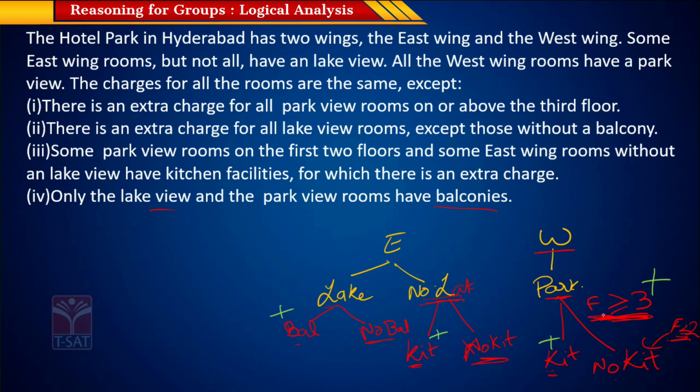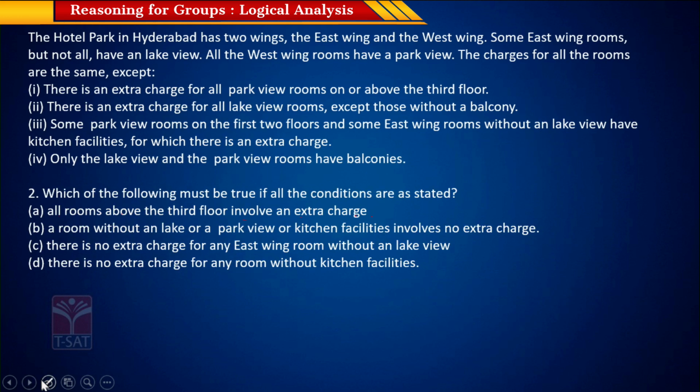Above the third floor is always charged if it's in the west wing. But in the east wing, there could be some rooms which are above the third floor, which have a lake view but they don't have any balcony, or they have no lake view and they have no kitchen. So they could still be not charged. So this is not the right answer option.